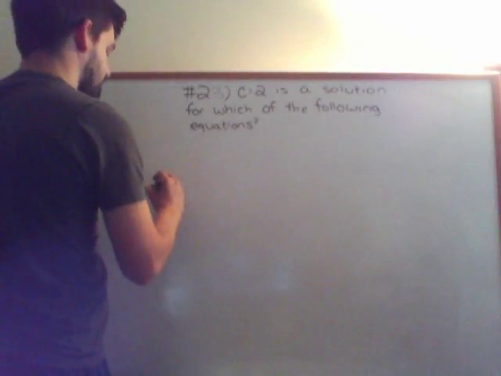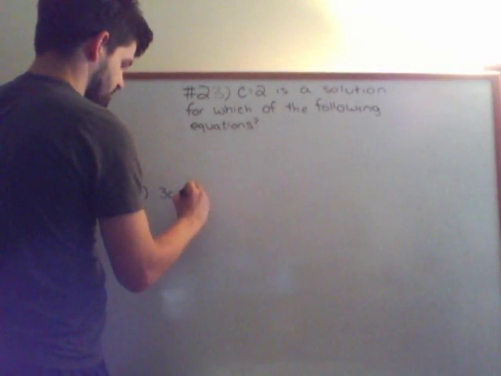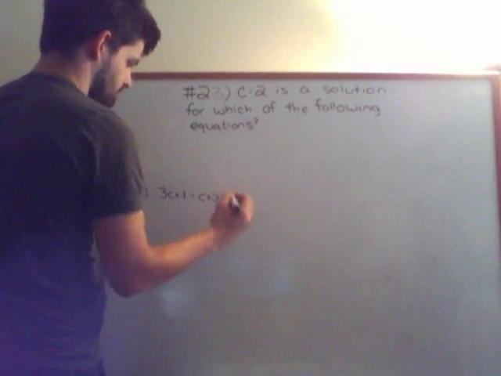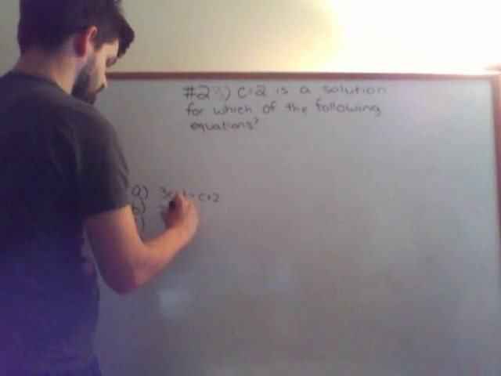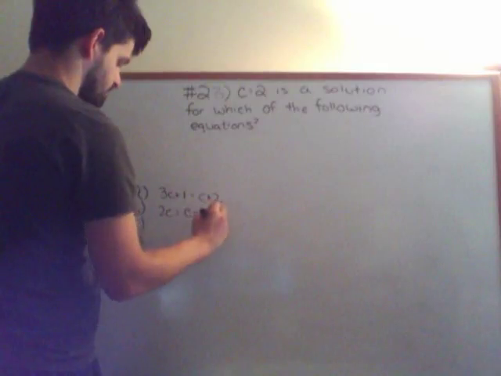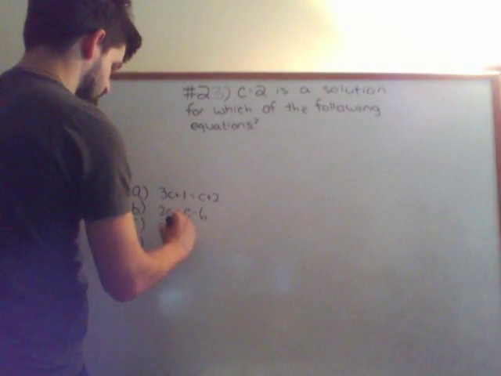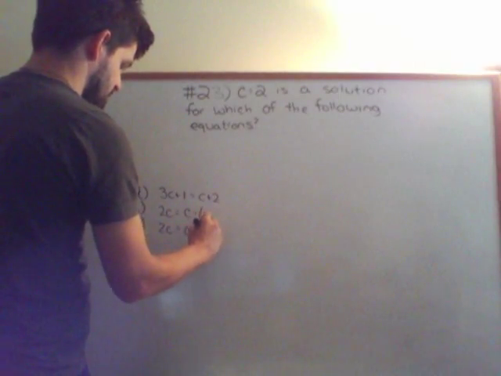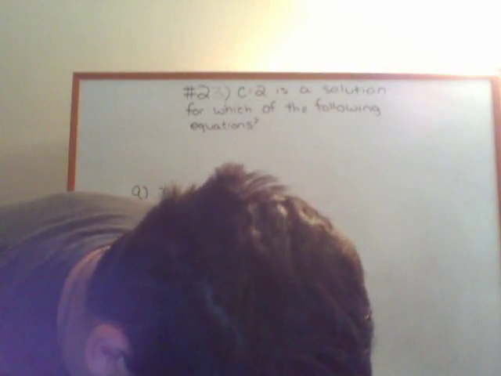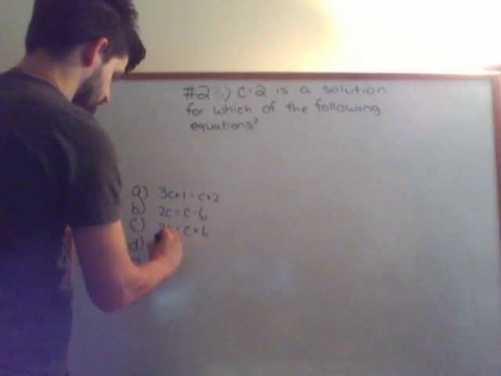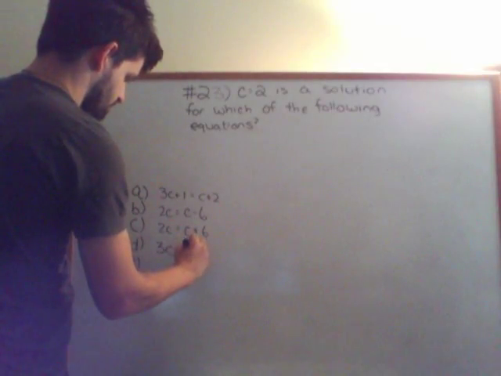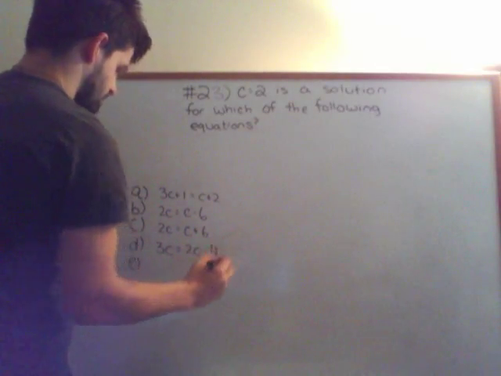Okay, choice A is 3c plus 1 equals c plus 2. B is 2c equals c minus 6. C is 2c equals c plus 6. D is 3c equals 2c minus 4. And choice E is 3c equals c plus 4.